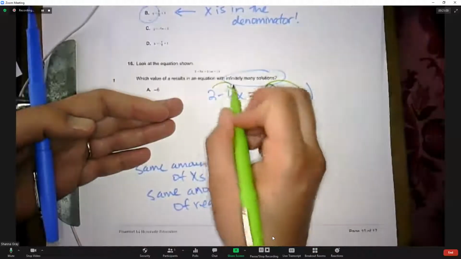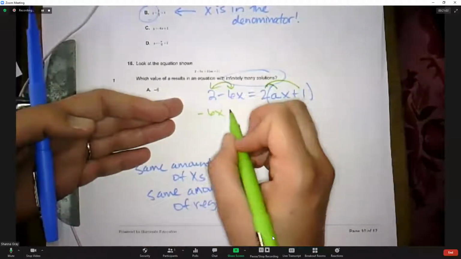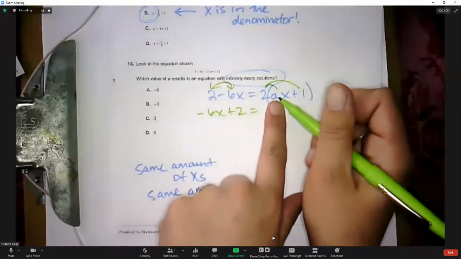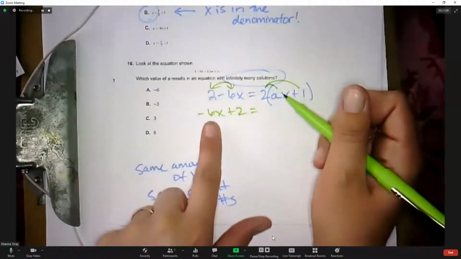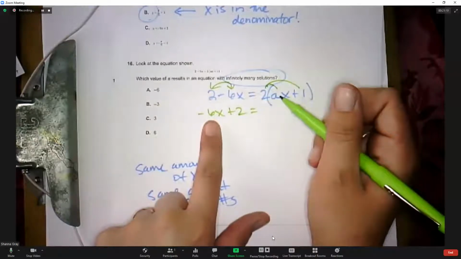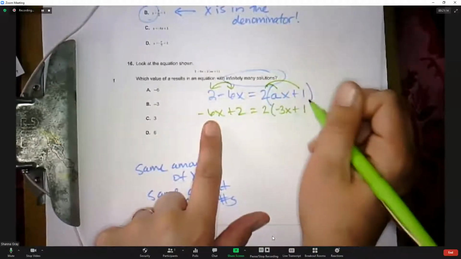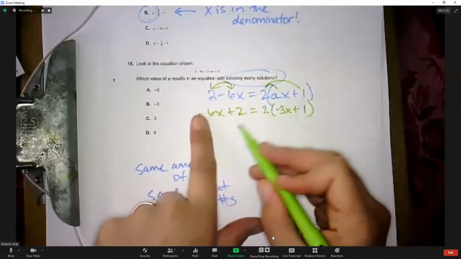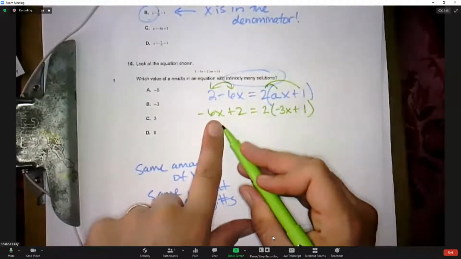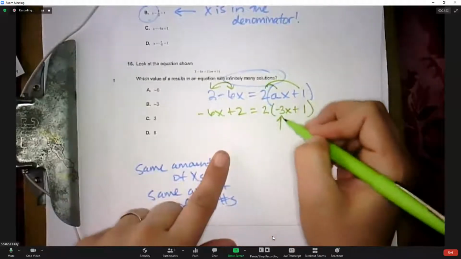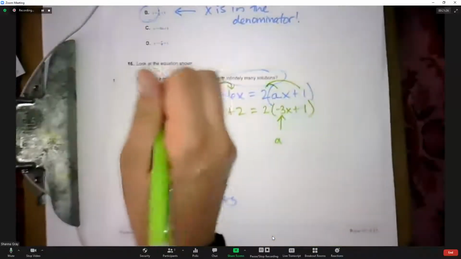So I'm going to switch these around. This is -6x plus 2. So what do I need to multiply this by, 2 times what here, to make it a -6, basically? And so hopefully you can tell that if I did 2 times -3x plus 1, right? 2 times -3 is what's going to give me that -6. And then 2 times 1 is going to give me the 2. So A would have to be -3.